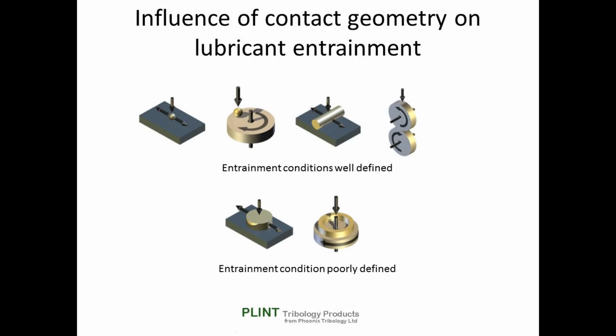The different contact configurations for sliding or sliding rolling tests affect lubricant entrainment in different ways. With point contacts, entrainment conditions are well defined, but the contact area and the shape may change significantly during tests, altering the entrainment geometry. Similarly, with line contacts, entrainment conditions are well defined. However, with area contacts, entrainment conditions are very poorly defined. How does the lubricant get into the contact?